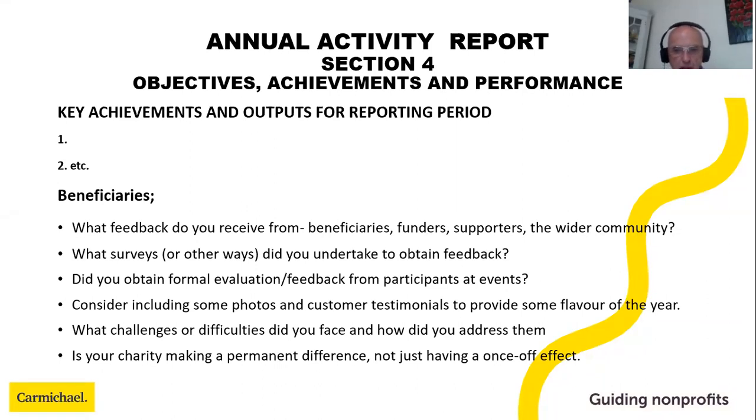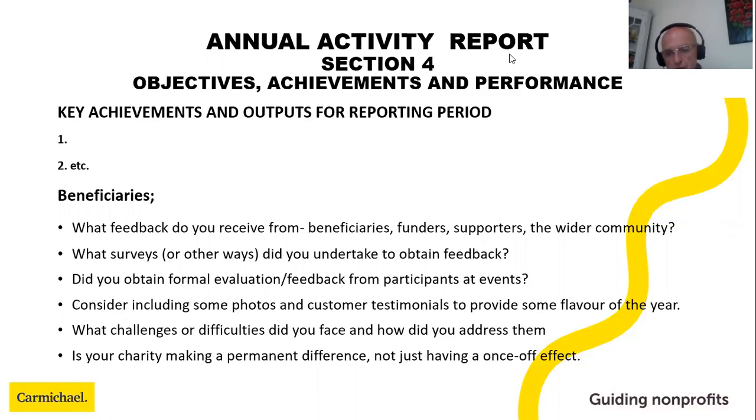Maybe two or three of those again will add value to your report. What challenges or difficulties did you face, and how did you address them? What were the challenges or the difficulties that you didn't foresee at the beginning of the year that occurred for you, as indeed they do? And how did you address them?